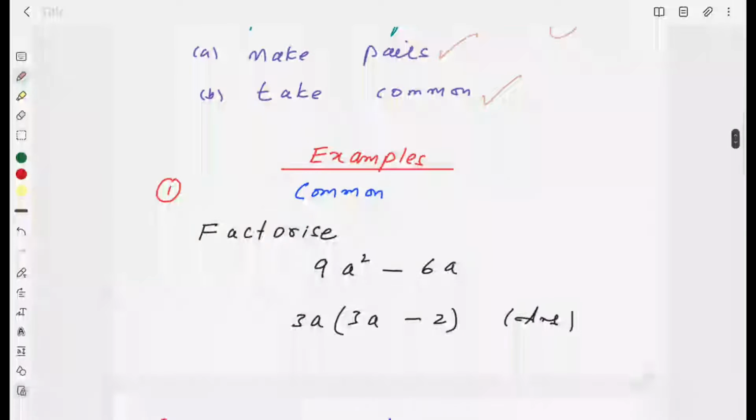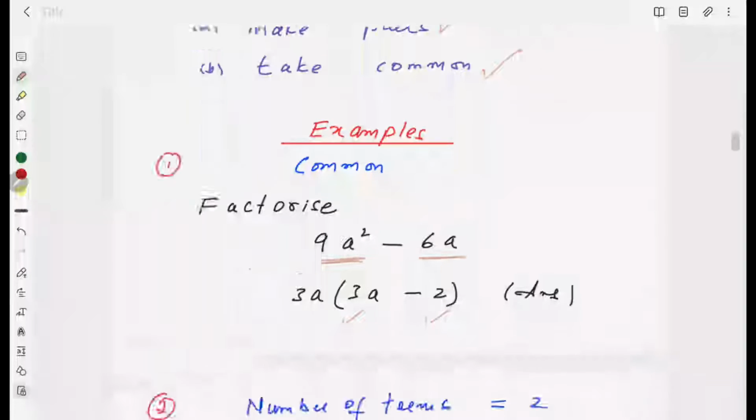First of all, the case of common. Suppose you have to factorize 9a squared minus 6a. You can see 3a is common. Always take the maximum possible thing. 3 is common and also a is common. A is present in both the terms. So 3a is common, and 3 times 3 is 9, so this is 3a and this is minus 2.